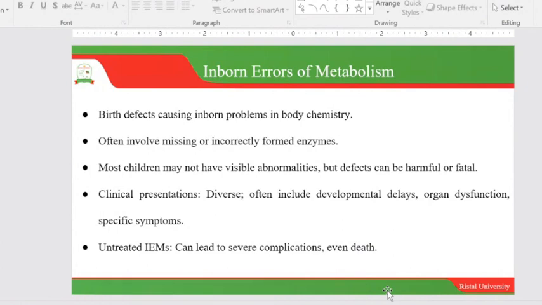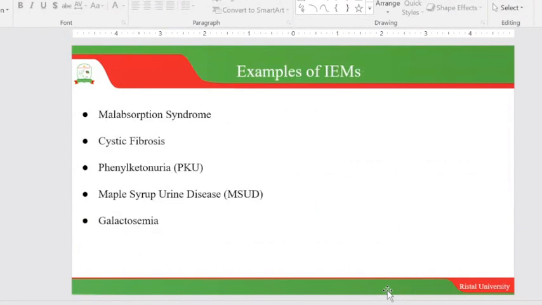The clinical presentations of these inborn errors of metabolism are diverse, of a wide range, and often include developmental delays, organ dysfunction, and other symptoms specific to the inborn error that we are looking at. Untreated inborn errors can lead to severe complications, and these could be fatal, leading to loss of lives. We are going to see examples of these inborn errors of metabolism, where we have malabsorption syndrome, cystic fibrosis, phenylketonuria, maple syrup disease, and galactosemia. Most of these, you will see that the names translate to the impact of what we are facing.